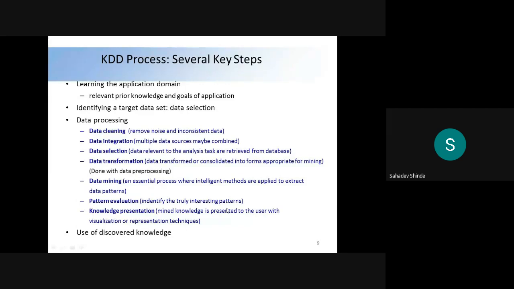And the next one is the data selection. So what is the data selection here? The data relevant to the analysis task are retrieved from the database here. Okay. The data selection is that whatever the relevant data is there, that relevant data we are going to retrieve from the database. That is called the data selection here.